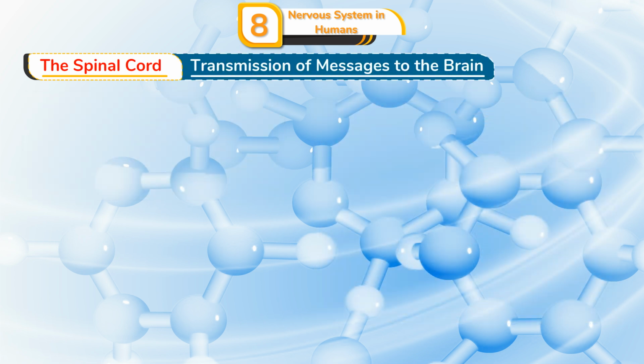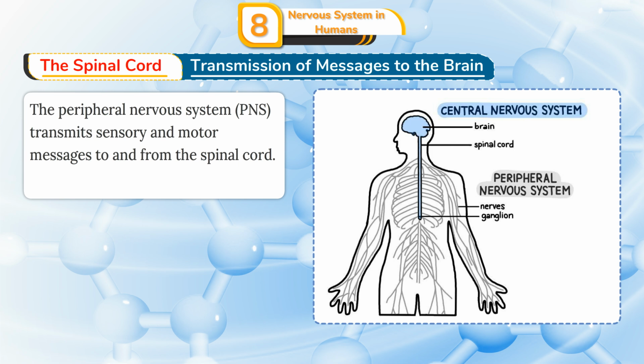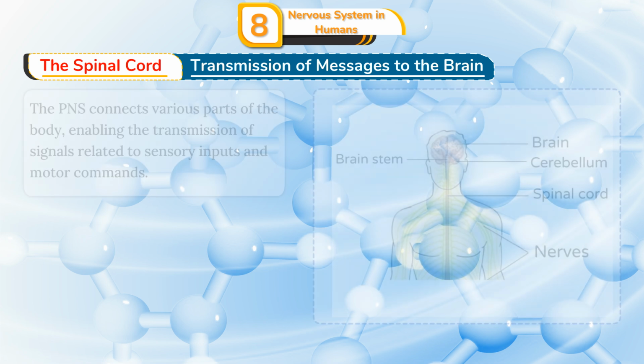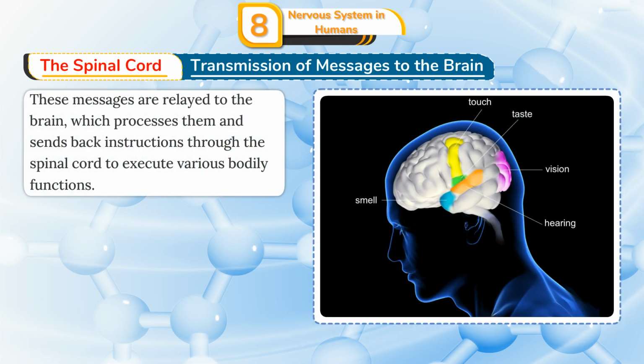Transmission of messages to the brain. The peripheral nervous system (PNS) transmits sensory and motor messages to and from the spinal cord. The PNS connects various parts of the body, enabling the transmission of signals related to sensory inputs and motor commands. These messages are relayed to the brain, which processes them and sends back instructions through the spinal cord to execute various bodily functions.